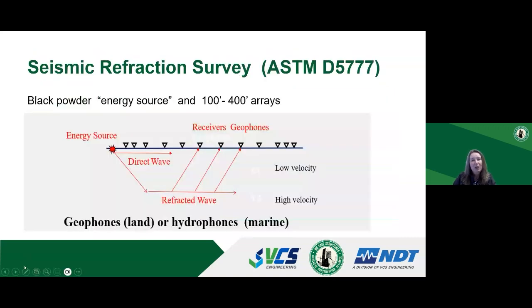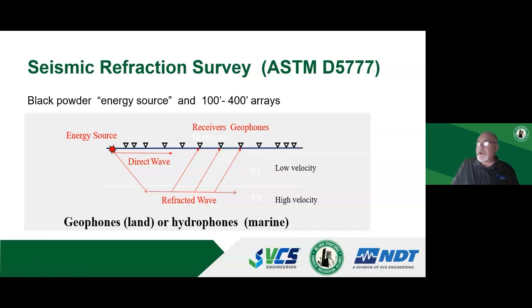And now I'm going to pass it over to Bill to talk about seismic refraction and scour. Great, thank you, Natalia. You can hear me okay, correct? Yes. Wonderful.